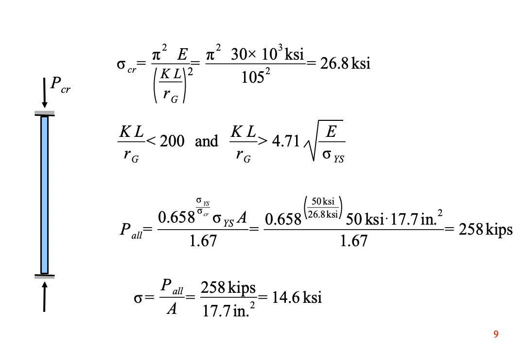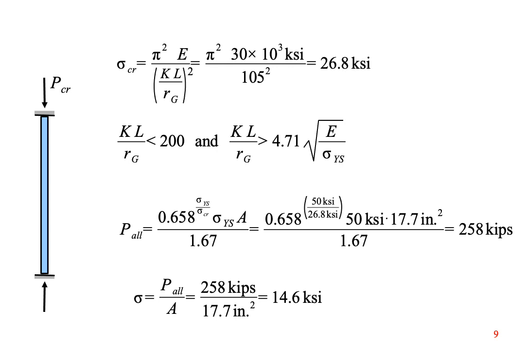Now we calculate the critical stress, and it's 26.8 KSI. KL over R sub G is less than 200, so it is safe to use. Since KL over R sub G is less than 4.71 times the square root of E over yield strength, we use the second of the two allowable load formulas. Plug in the values, and we get an allowable load of 258 kips. The tricky part of the calculation is 0.658 raised to a weird exponent.